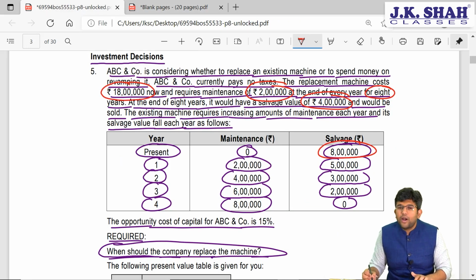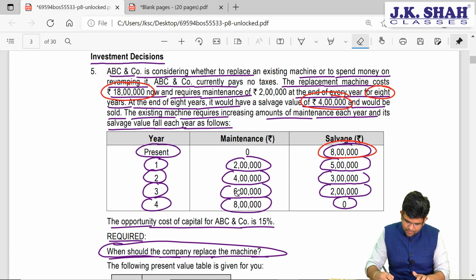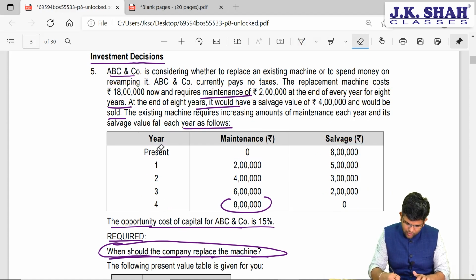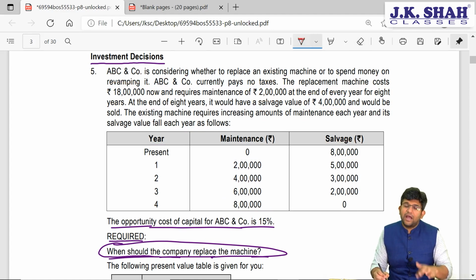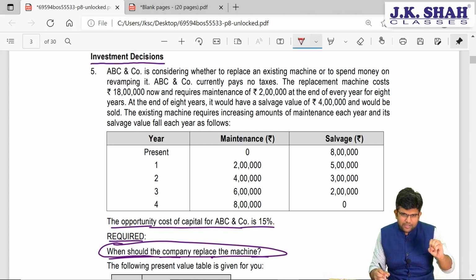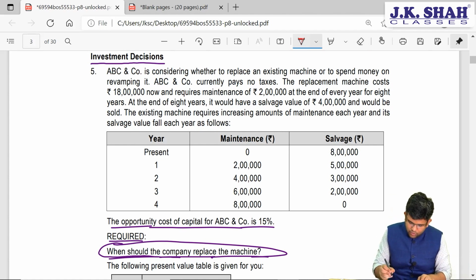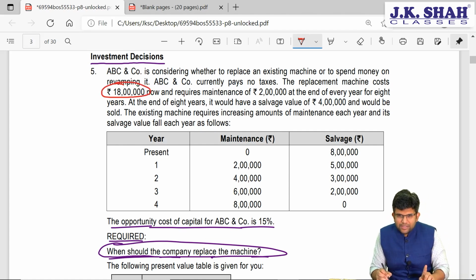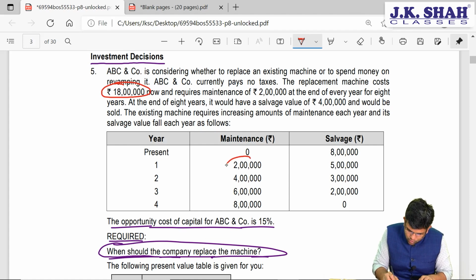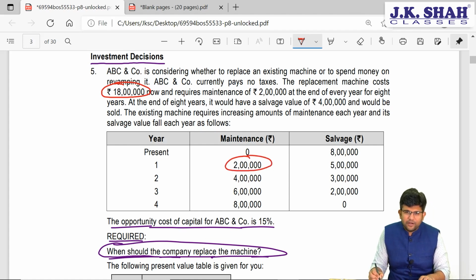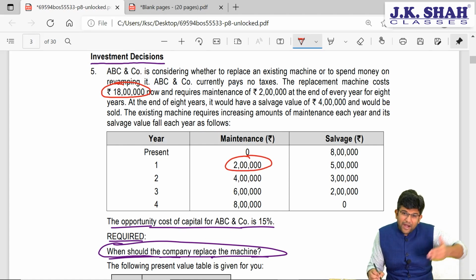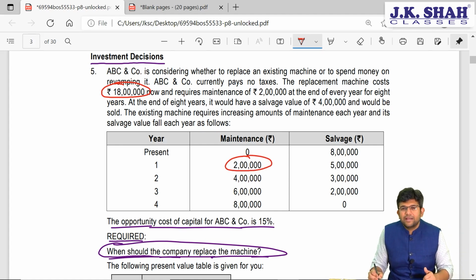Then children, tell me, what if you decide to replace the machine after 1 year? If you decide to replace the machine after 1 year, today there won't be any inflow or outflow, so no cash flow at end of year 0. End of year 1, do you realize you will have to spend 18 lakhs for purchasing the new machine. But students, I hope you are able to understand that at the end of year 1, you will also have to spend this 2 lakh rupees maintenance cost. Everybody able to understand, you have to spend this 2 lakh rupees maintenance cost for that 1 year that you maintained this existing machine.